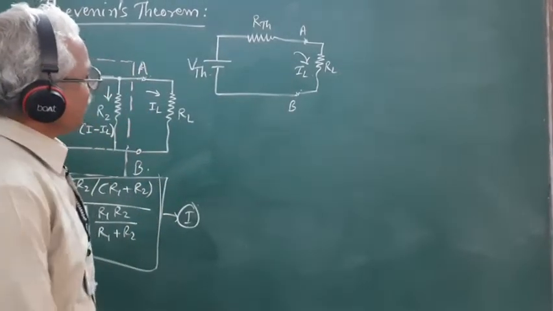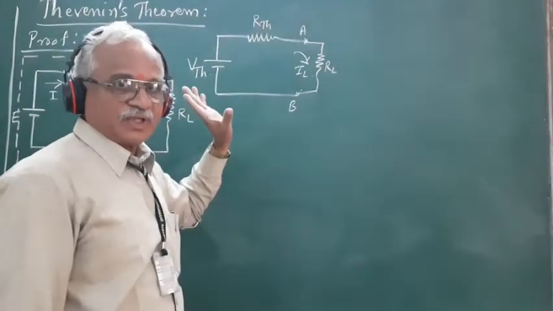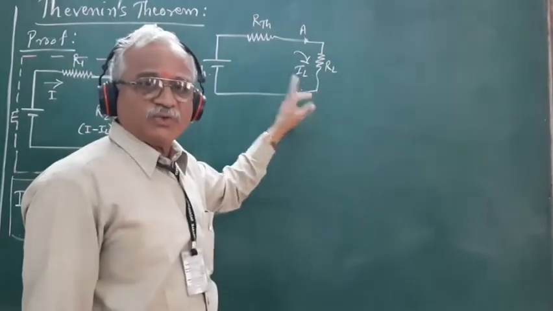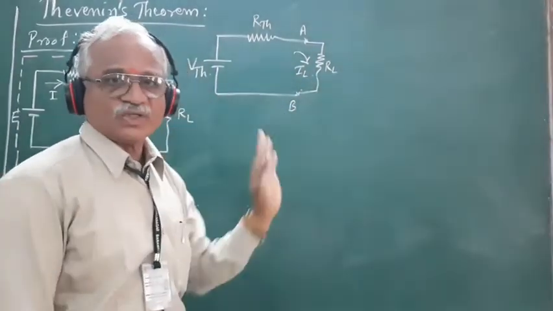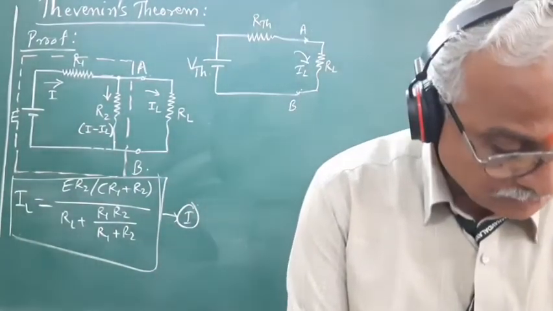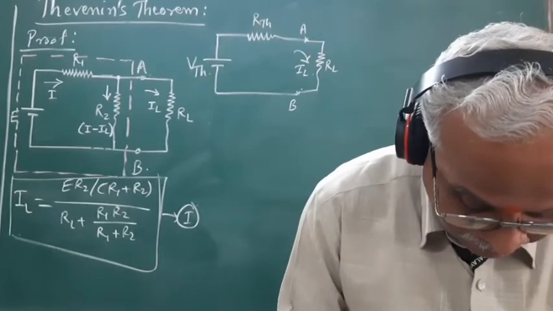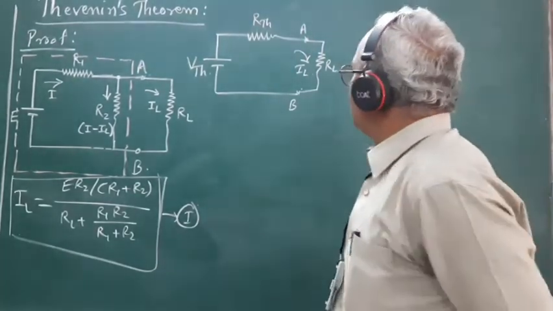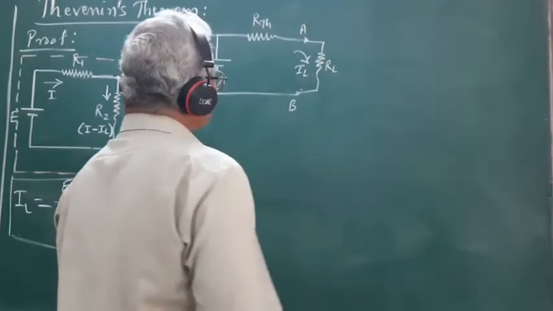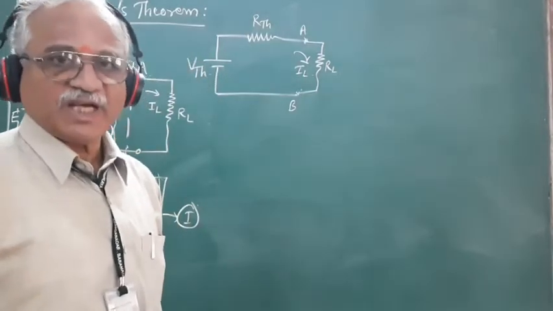So for that purpose, first we have to obtain the values of VTH and RTH. And knowing the values of VTH and RTH, then only we can find out the current IL flowing through this load resistance RL in the Thevenin equivalent circuit. So we have said that VTH is nothing but the open circuit voltage measured across the terminals A and B.